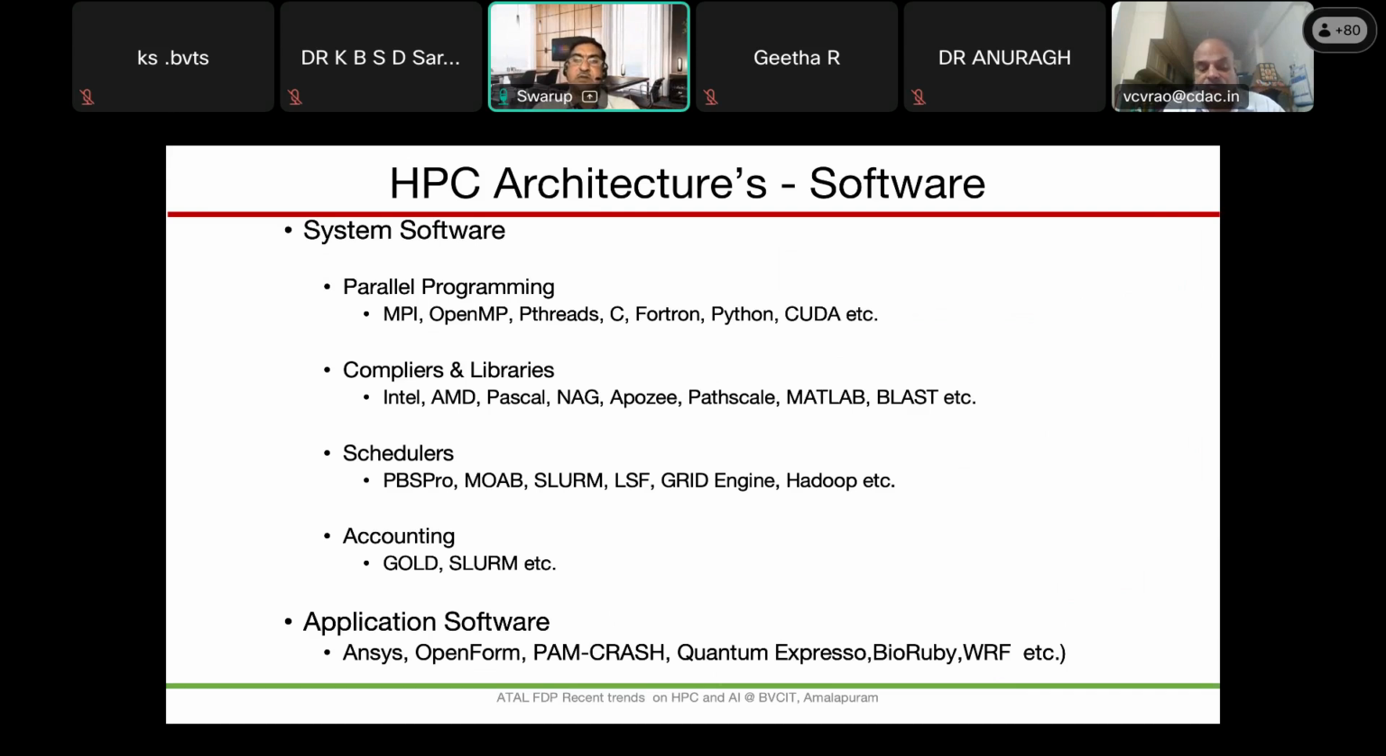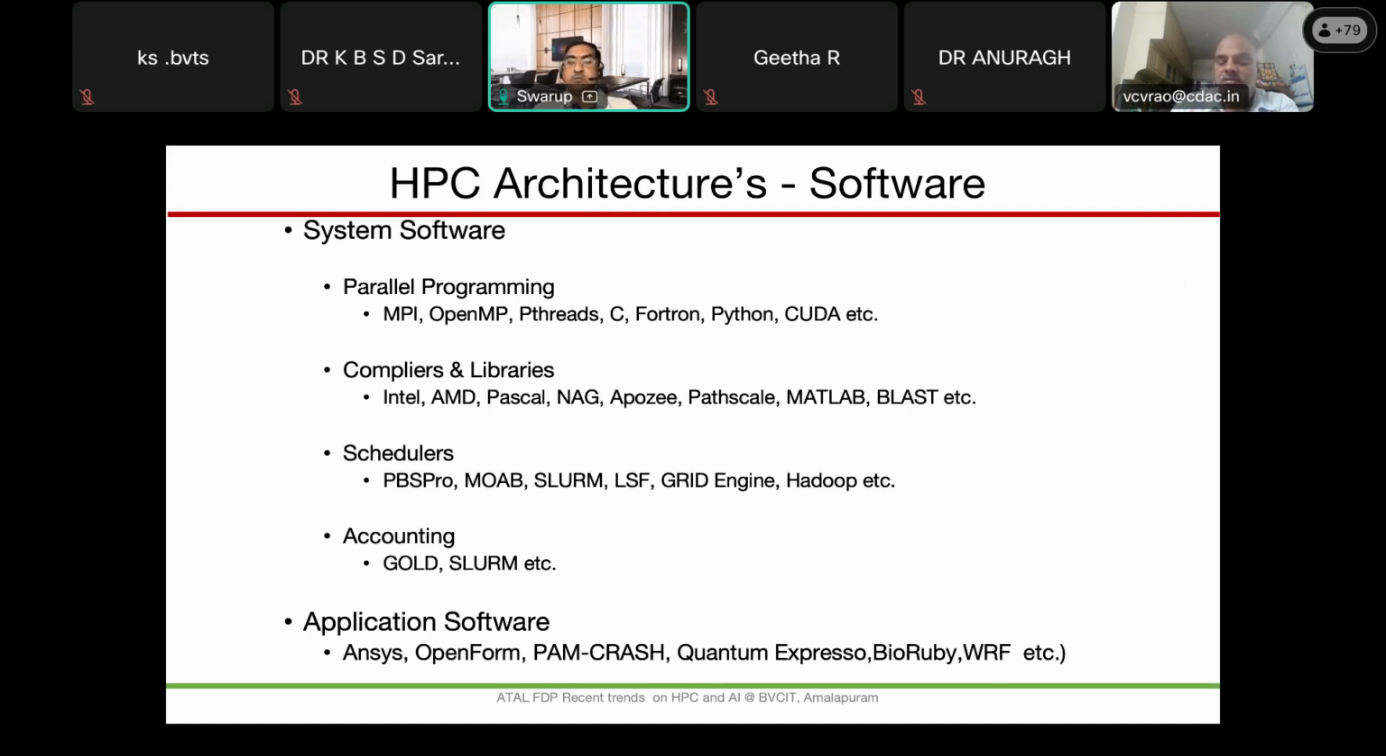When you write a program, you have to compile it and parallelize it. PGI is one good compiler. Then there are the Intel and AMD compilers and libraries, and NAG libraries. And then MATLAB and BLAST. These are some of the libraries and compilers. These compilers are used to compile a particular program, parallelize it, and get it ready to run on the system.